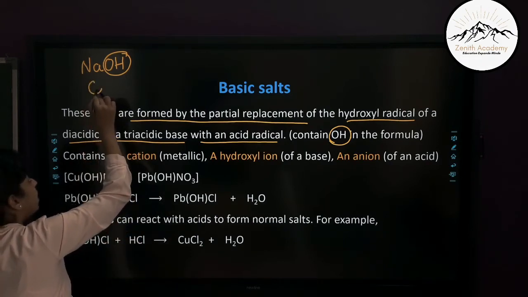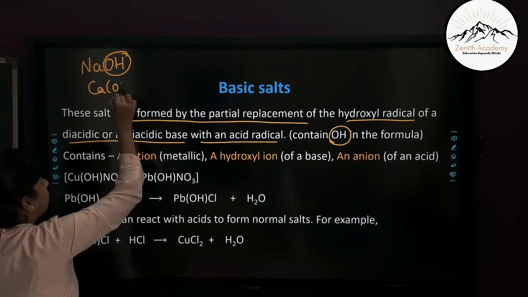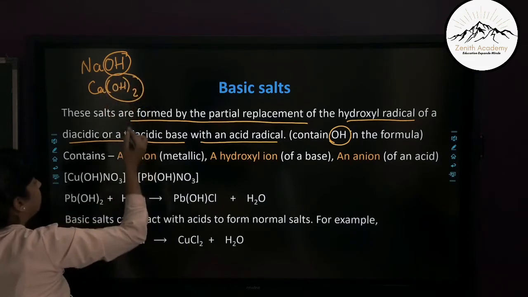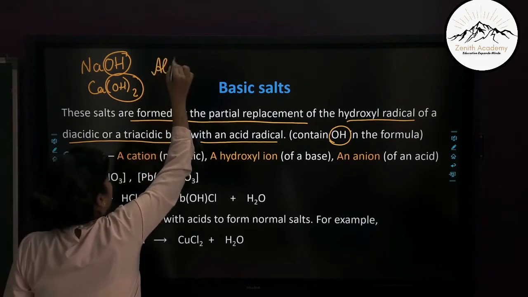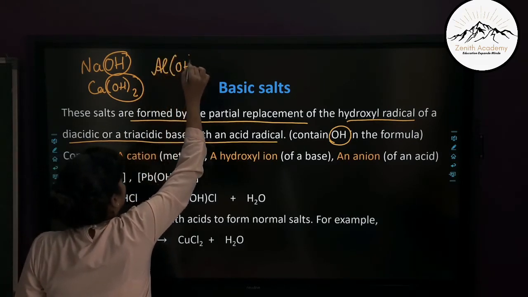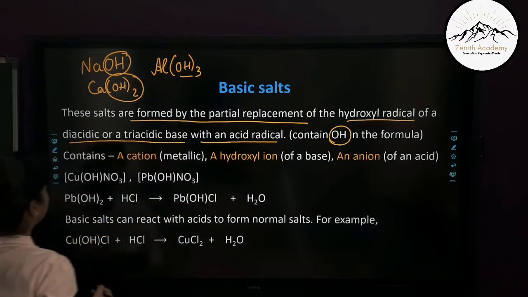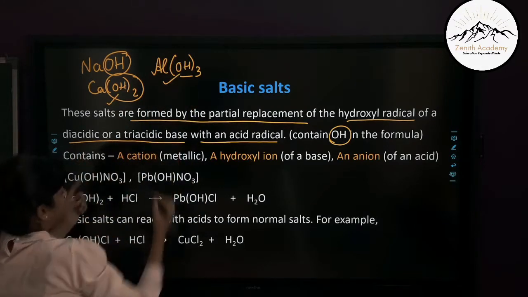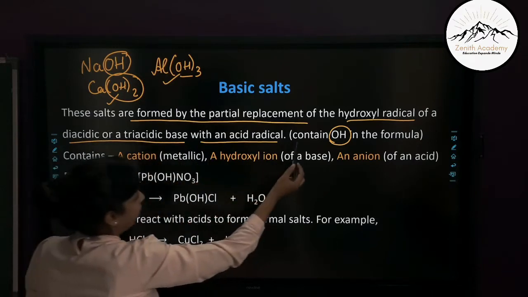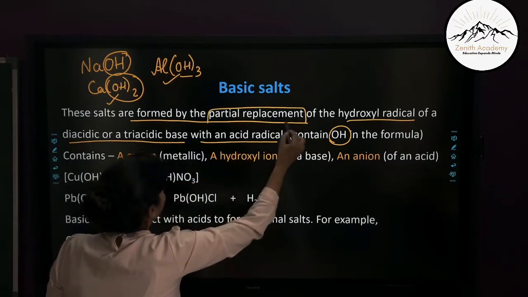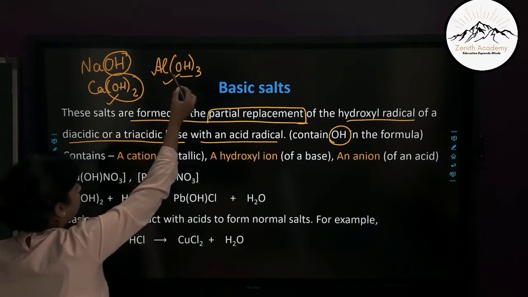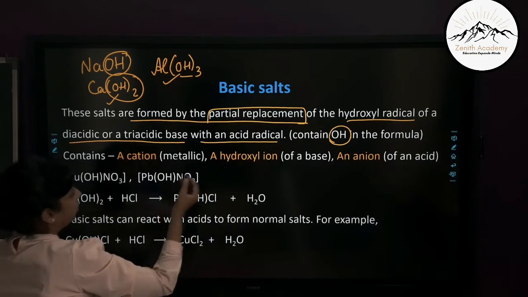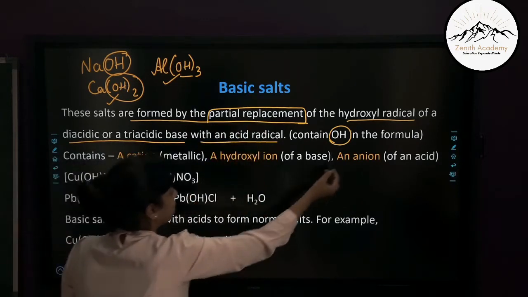Now if we say calcium hydroxide, okay, this has 2 hydroxyl. Okay. Or if we say aluminium hydroxide, it has 3 hydroxides. Okay. So this is a diacidic base and this is a triacidic base. Okay. And if we do partial replacement, that is we replace one OH or here 2 OH, in the form, then it forms basic salts and it contains OH in the formula.